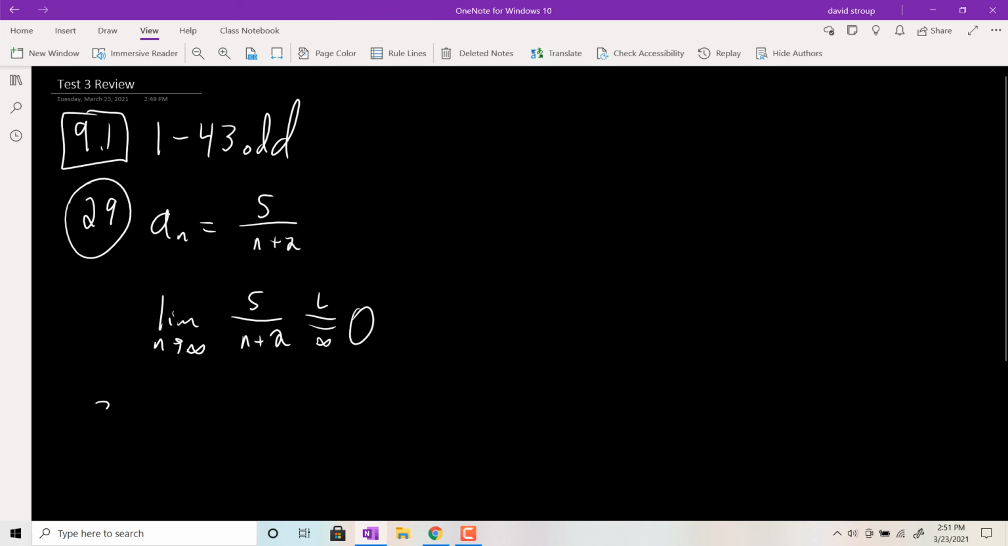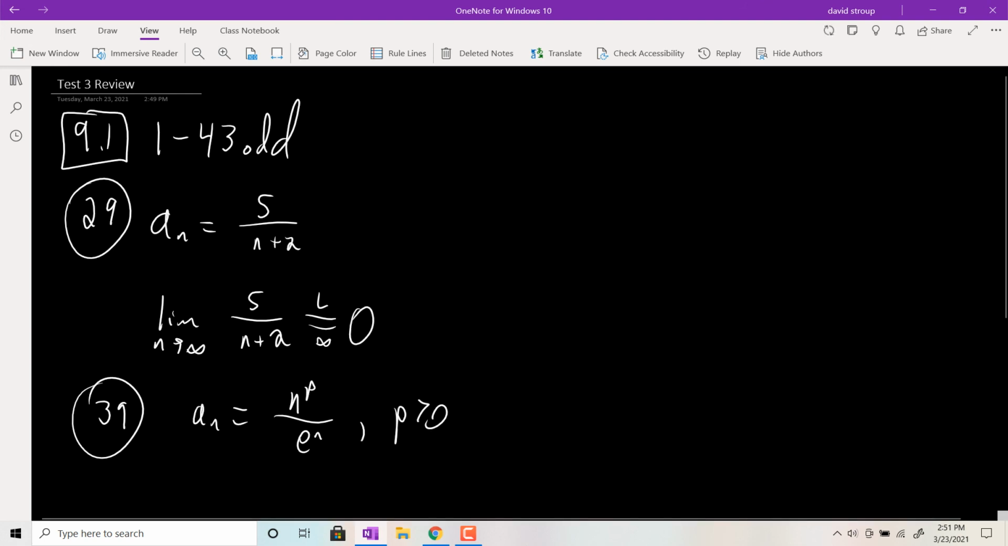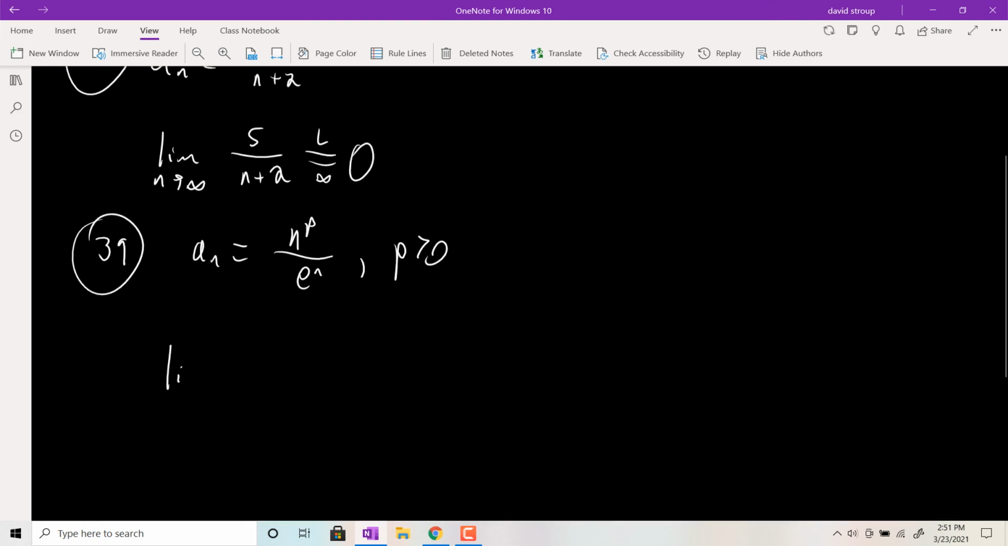Right? Okay, let's try another one, number 39. So we have a to the n equals n to the p all over e to the n, where p is greater than 0. Okay, so we try taking the limit as n goes to infinity of n to the p all over e to the n. This thing will be in form infinity over infinity. Okay, so if we're in the real numbers, we could do L'Hopital's. We're not technically in the real numbers, but we'll pretend like we were. Okay, so I'm going to do L'Hopital's in the top and bottom.